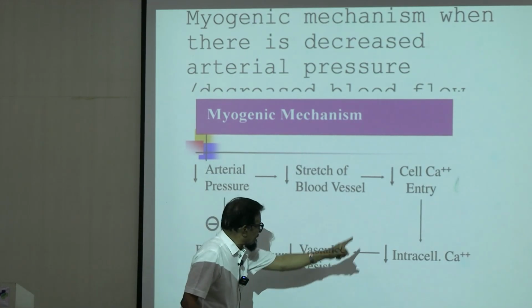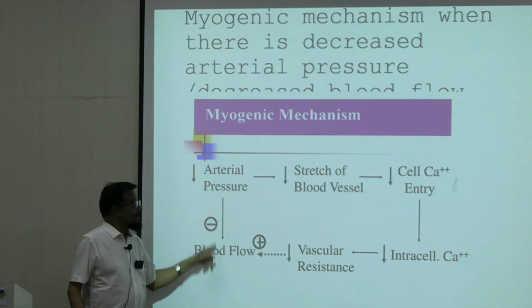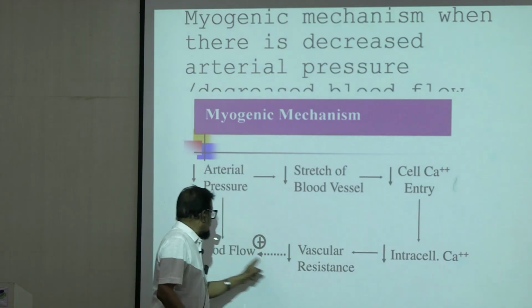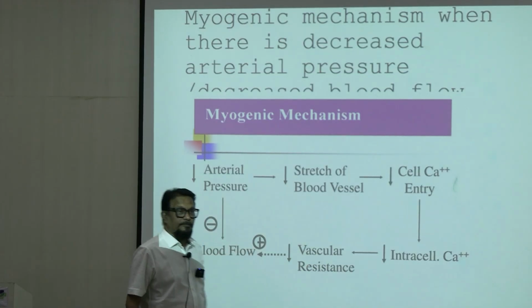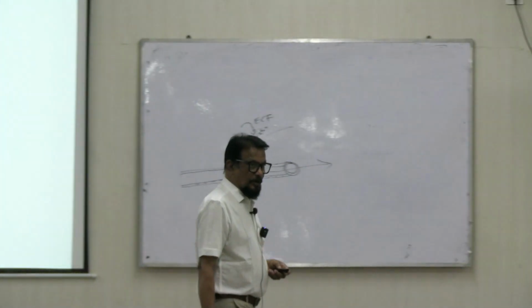Now because of this mechanism, blood flow will again be increased. The reduced pressure caused a reduction in blood flow, and this mechanism will cause an increase in blood flow. Okay, this is the myogenic theory.